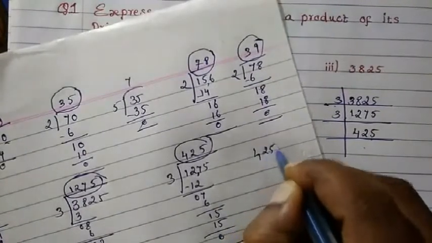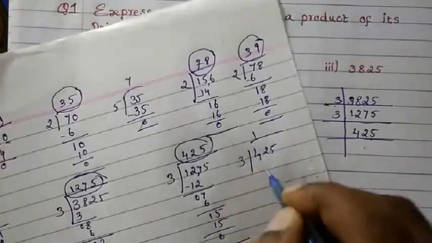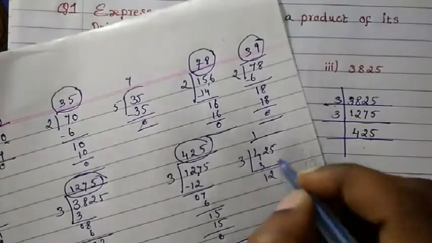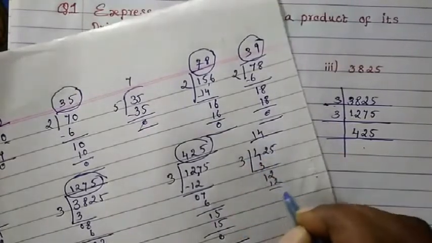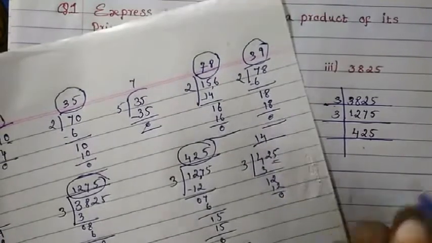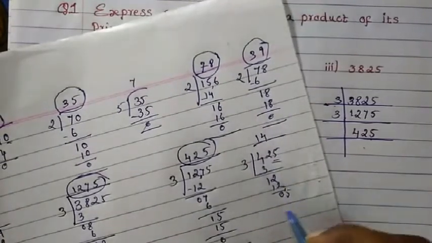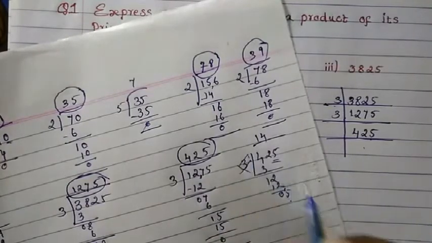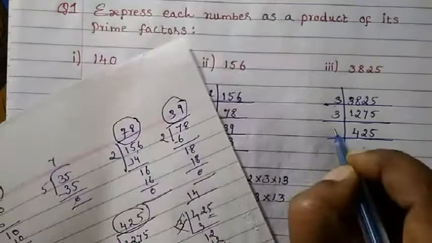4, 2, 5. If you are trying with the 3, 1 time 3, then 1, then 2 will come down, 12, then 5 is remaining. So you can't divide 3 into the 5. Therefore, the 3 doesn't come. So you have to try with the 5 now.